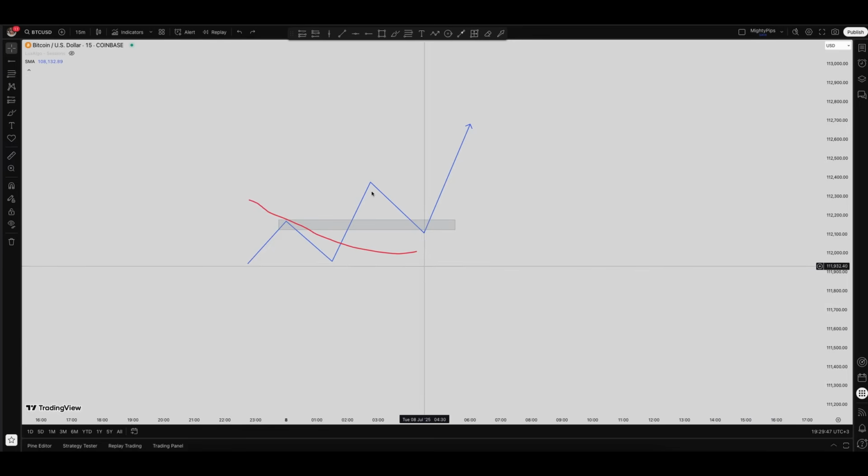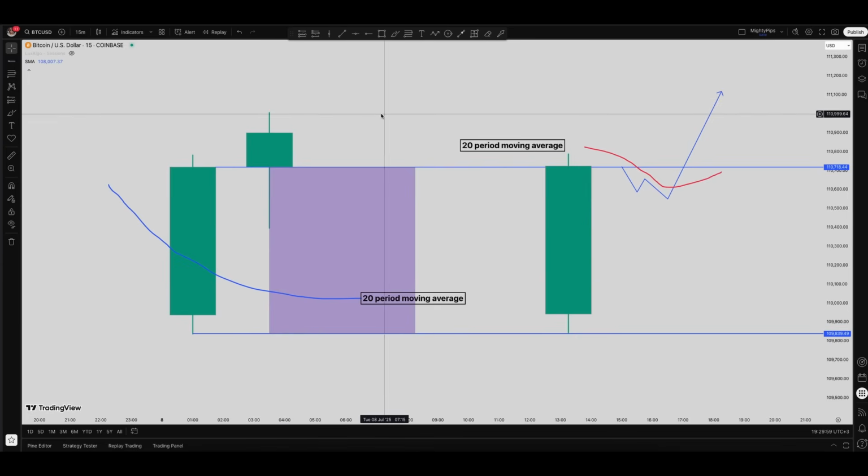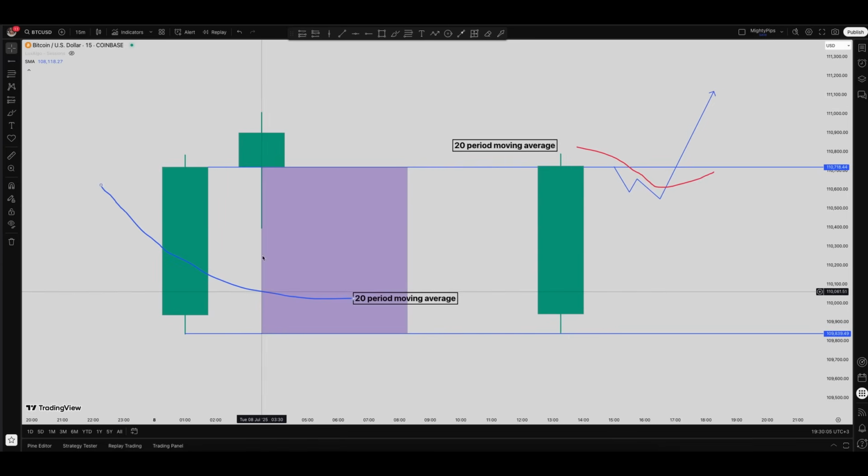So after you've determined the direction of the market, it's going up, the moving average is below the price, it means that the market is bullish in this case. What you're going to do is follow this illustration here exactly. Make sure the candles that you're going to be marking are above the 20 period moving average.